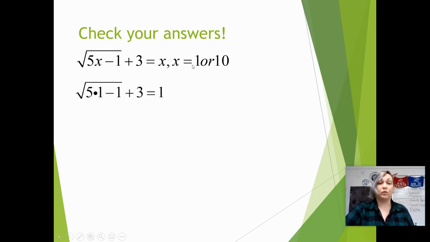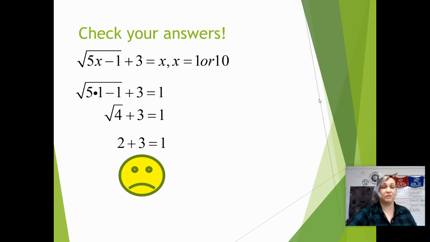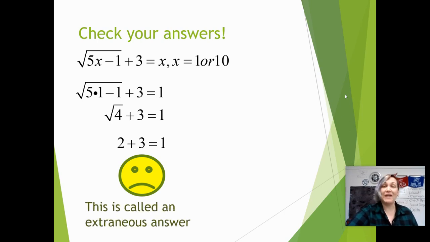So I started with the number 1. So I plugged that into this x over here and this x over here. Remember, underneath the radical, you need to simplify it down to a single number before you can square root it. And I get that the number 1 does not work. When I plugged it back in, it did not give me a true statement. That means that 1 is not an actual solution to this problem. It is called an extraneous answer.